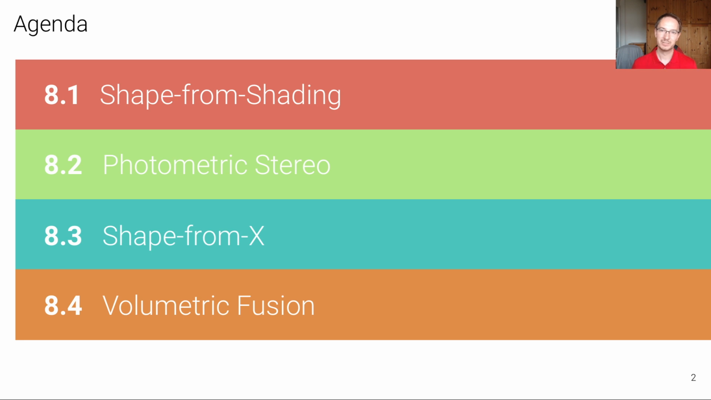In the third unit, we're covering an overview of shape from X techniques, including shape from shading, photometric stereo, binocular stereo, but also other techniques that exist. And then finally, in the last unit, we're going to see how we can fuse multiple incomplete reconstructions that have been obtained using those techniques into a more global, larger scale model of the world.